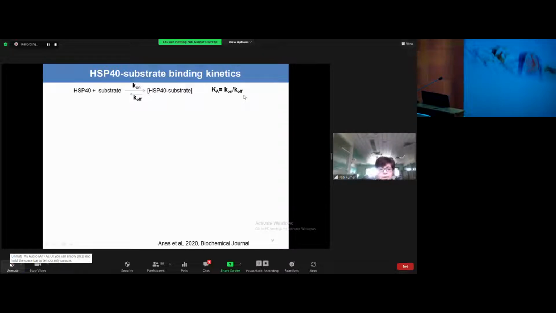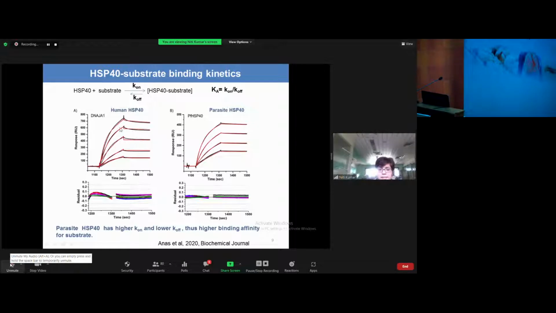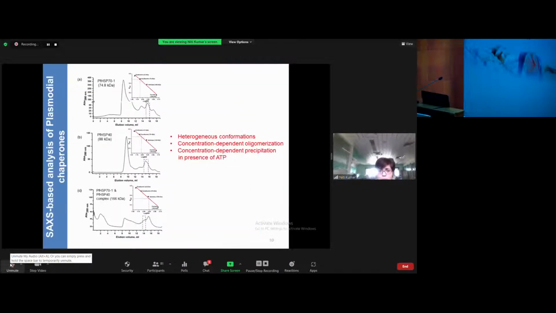So we did the surface plasmon resonance experiments, and these are the sensorgrams showing the response unit. And we found that the parasite HSP40 had a higher K on and a lower K off, thereby pushing this equilibrium to complex formation, increasing the binding affinity of the HSP40 substrate complex. So this is how plasmodial HSP40 drives the better refolding in comparison to the human ortholog.